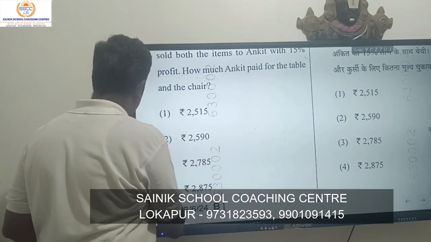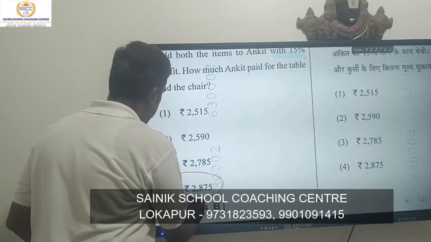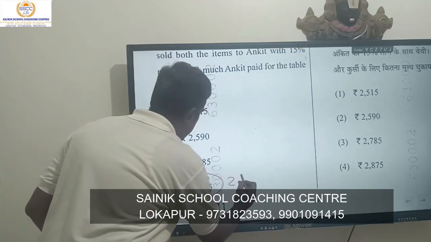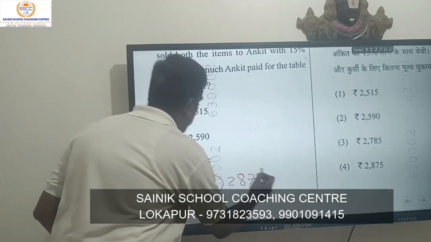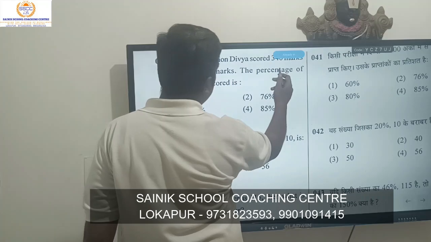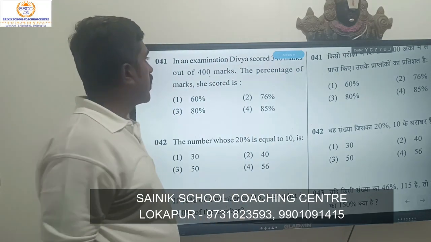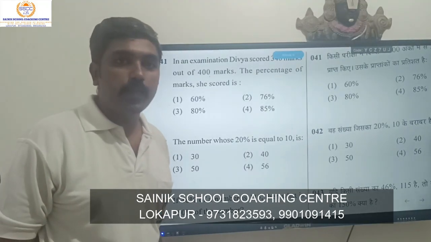2875 rupees. Option 4, 2875. In an examination, Divya scored 340 marks out of 400 marks. What is the percentage of marks he has scored?